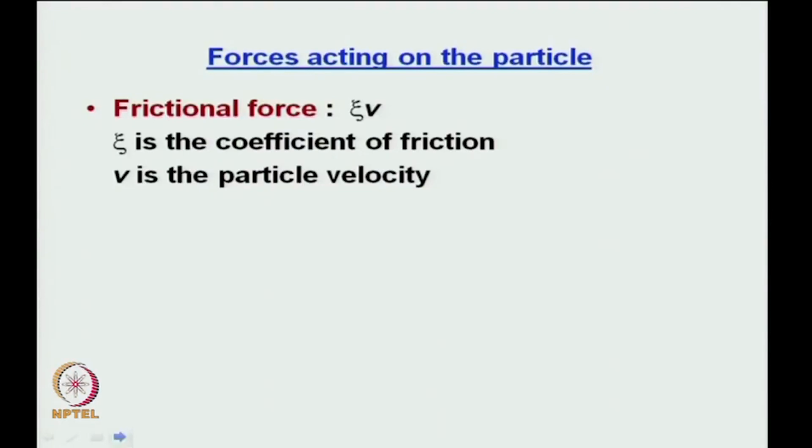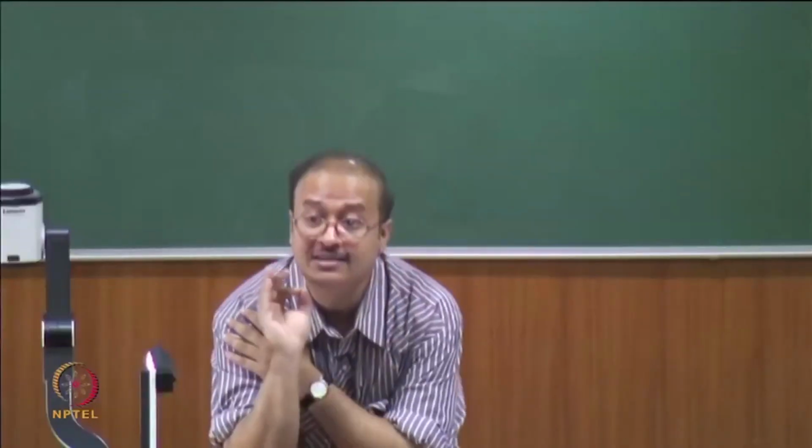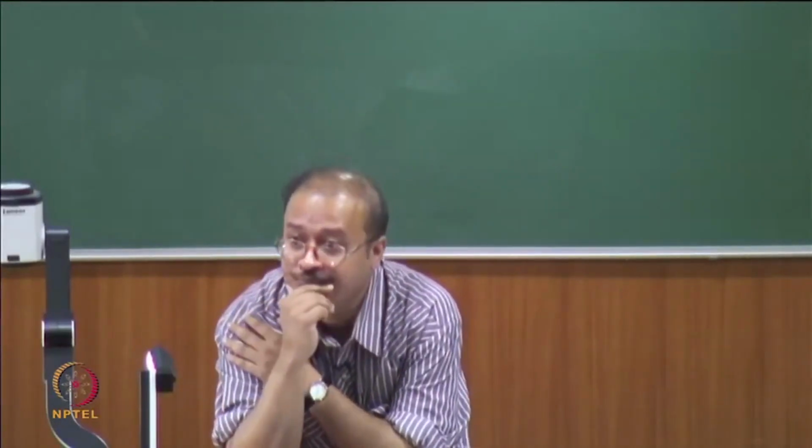And what is the other force we just talked about? The other force is a random force, f of t. It is a time-dependent random force f of t, but remember it is fully random. Okay, it has no specific bias with regard to any direction. That means it can hit and try to move the molecule in any direction. So, this fluctuates rapidly as a function of time, and this is the force which represents Brownian motion.